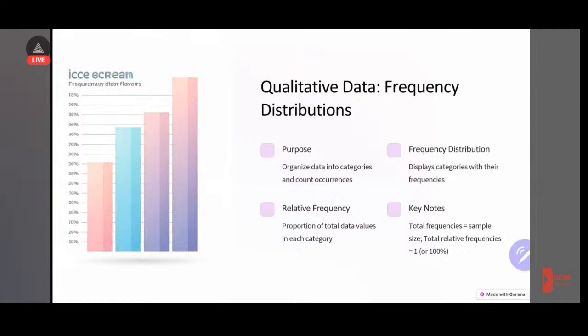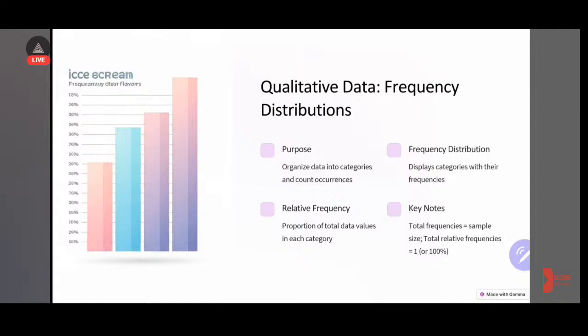And then when we talk about the frequency distribution, these display categories with their frequencies. For example, how many female students do we have in the class? How many male students do we have in the class? Okay, so these are categories. And secondly, we talk about the relative frequency. What is the difference between frequency and relative frequency? For relative frequency, we're talking about the proportion of total data values in each category. I'm going to show you how this works out in the next slide.